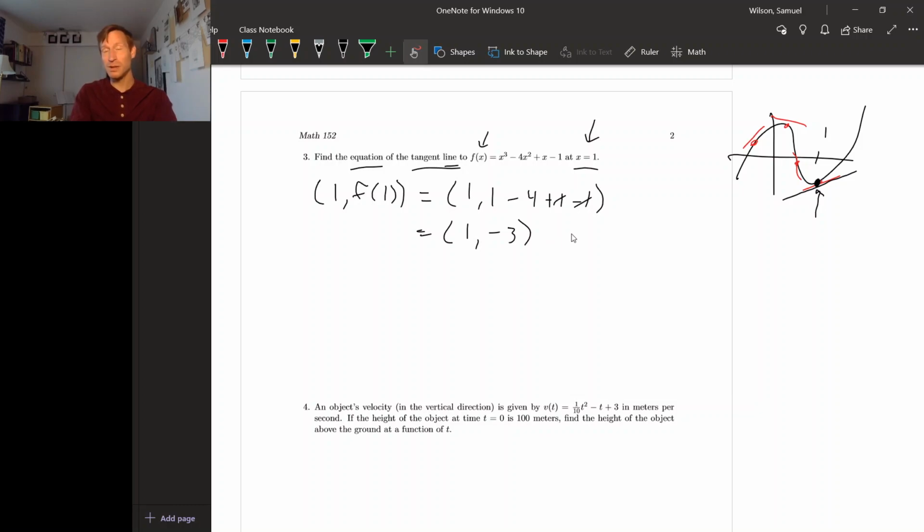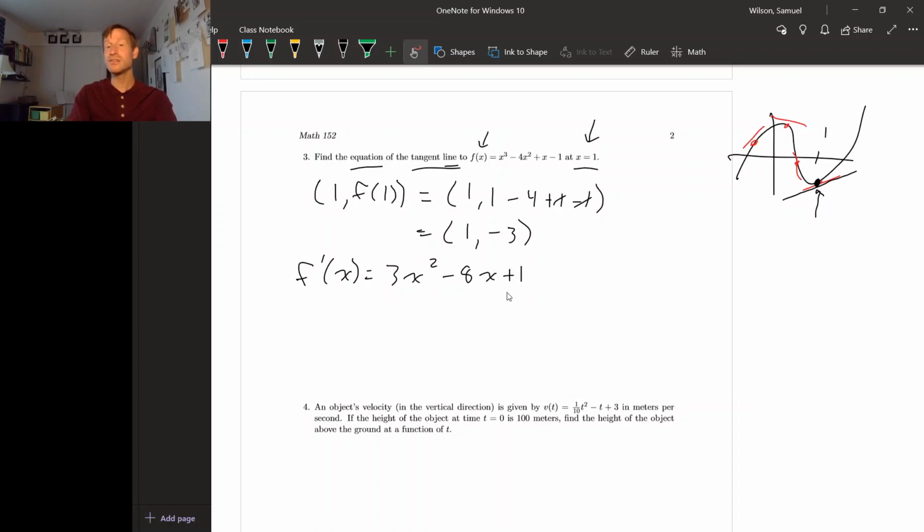Now we need a slope for the line that we want. And since it's a tangent line, it's a tangent slope. And so we should use the derivative. So first, let's calculate the derivative. So the derivative is just using the power rule, 3x squared minus 8x plus 1.